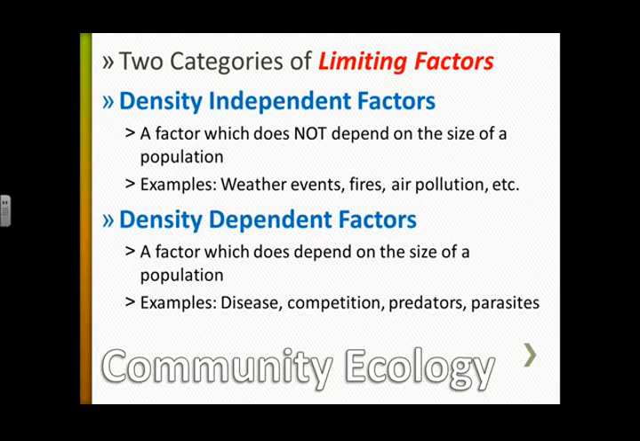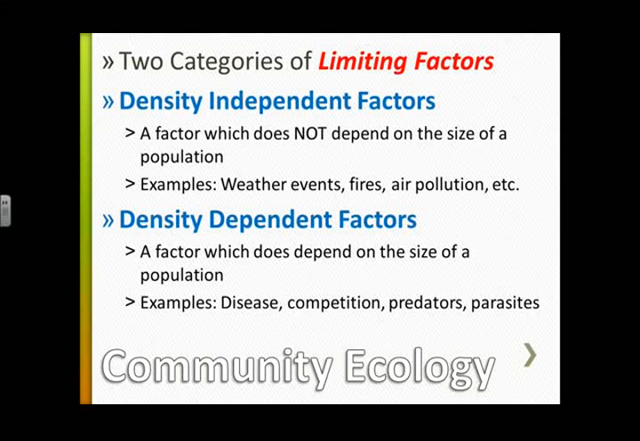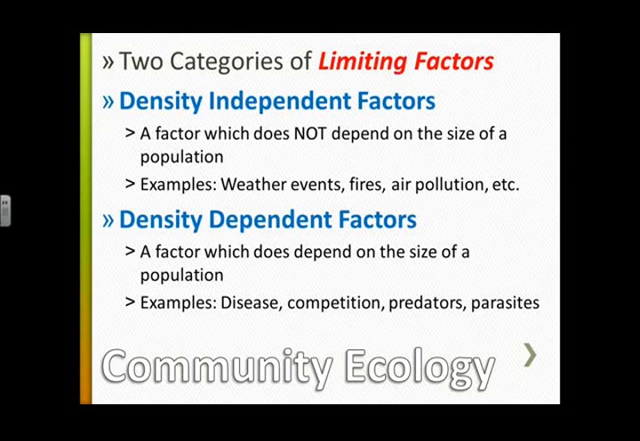There are two categories of limiting factors: density independent factors and density dependent factors, and their name makes sense. Density independent, meaning that these factors are independent of the density of the population. So a factor which does not depend on the size of the population. Just like if you say that you're independent, it means you do not rely on your parents. So kind of think of it that way.